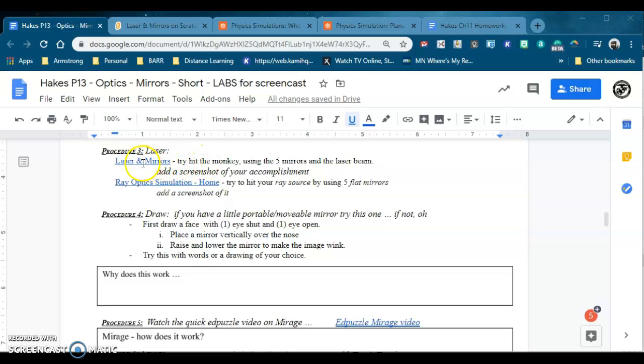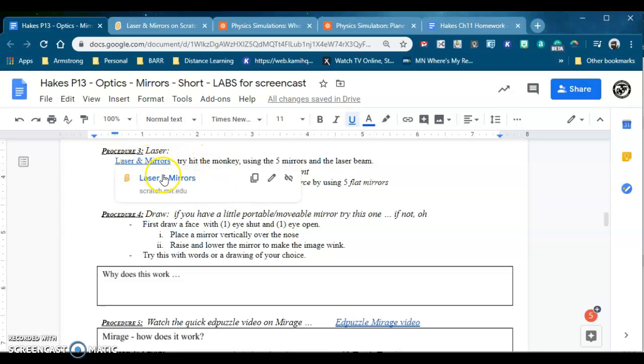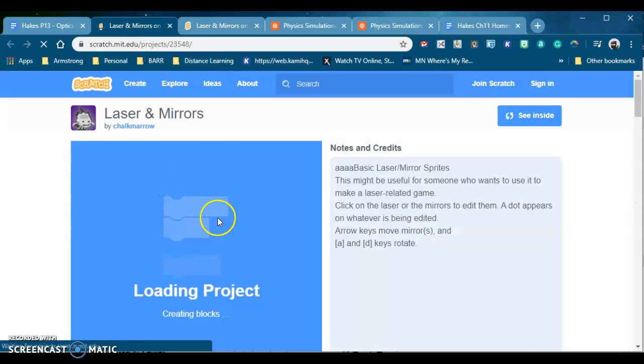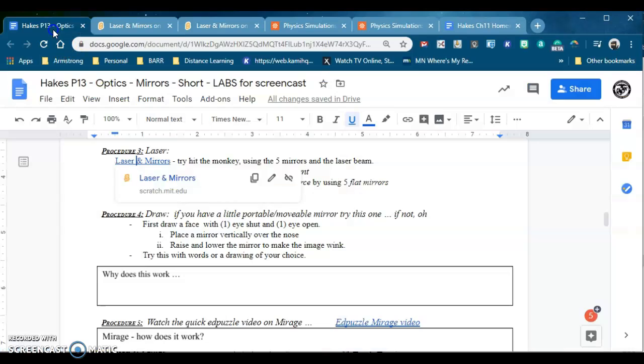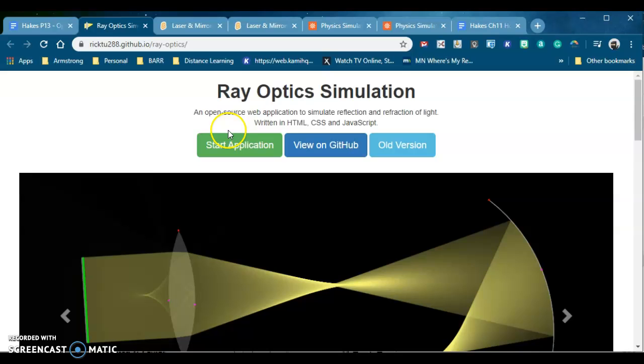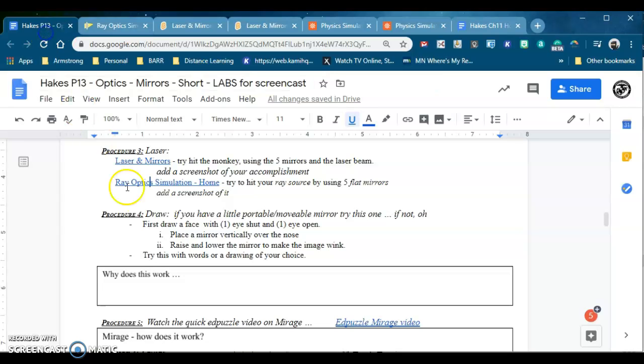So then next would be laser and mirrors. So you're going to try to hit the monkey. Go to the simulator. So here's your laser. Here are your mirrors. You're going to try to hit the monkey with the laser. This one, the ray optics simulation. So try to hit your ray source by using 5 flat mirrors. Add a screenshot when you're done.